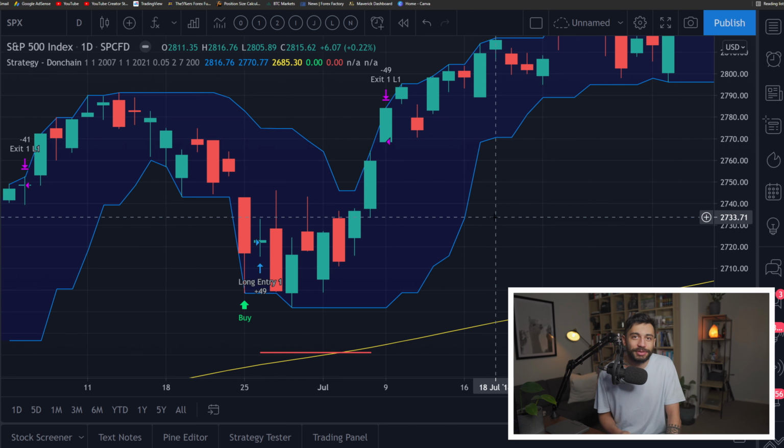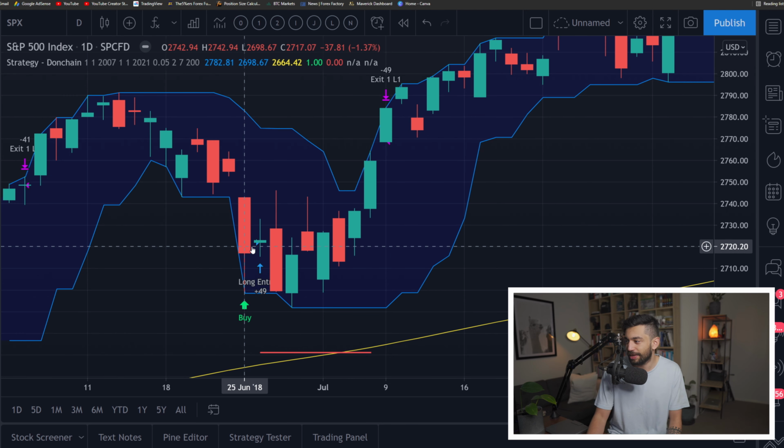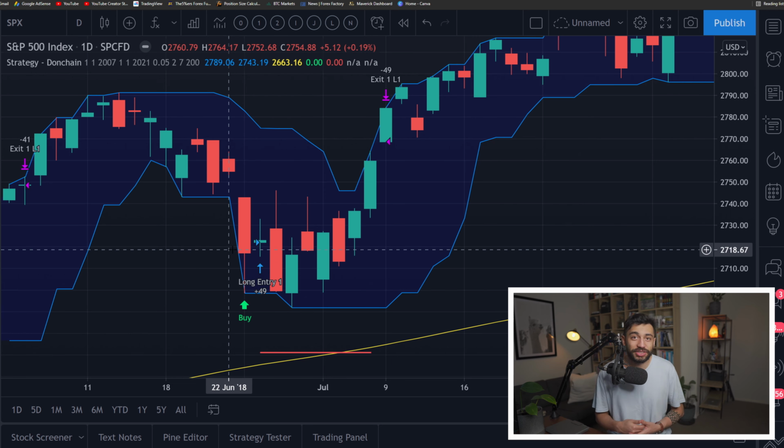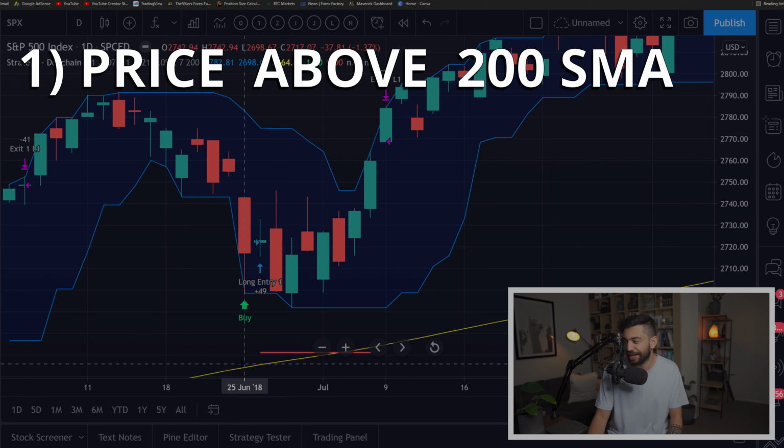So the whole idea is this is a long only trading strategy, which can be used on a number of markets. And basically the entry point for this particular trading strategy, we can see one example here. We've got a buy signal. It enters on the next candle, and that buy signal happens based on two criteria. The first criteria is that price has to be above the 200 simple moving average. If price is above the yellow line, which is the 200 simple moving average, we can look for long trades.